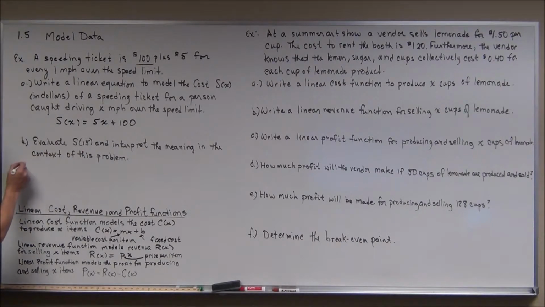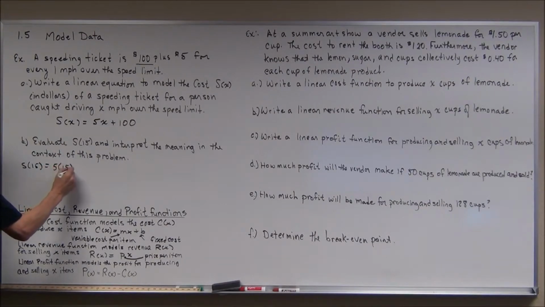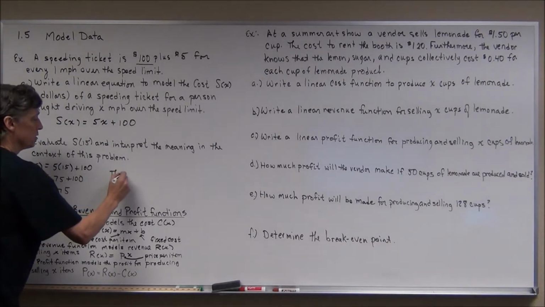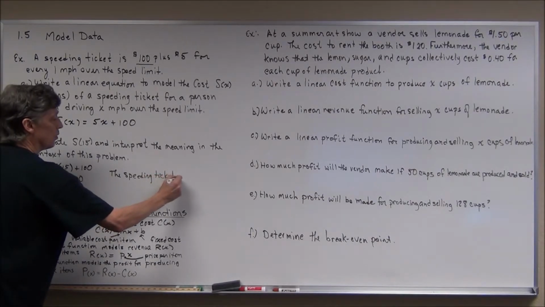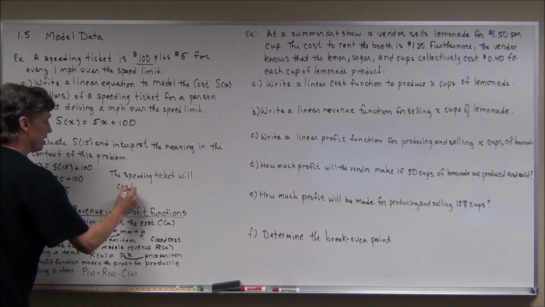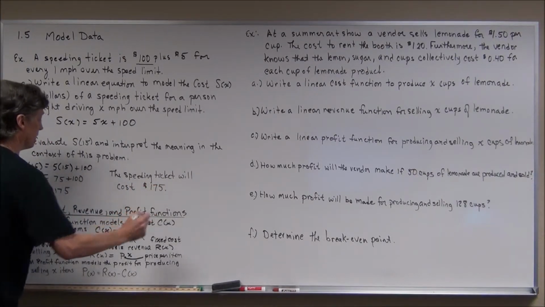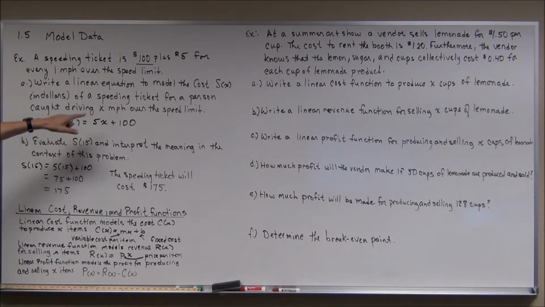So, S of 15 means I'm plugging 15 in here, so that's 5 times 15 plus 100, which is 75 plus 100, which is 175. So what this means here is that the speeding ticket will cost $175 because they were 15 miles per hour over the speed limit. If the speed limit at that place was, let's say, 45, they were doing 60. And they got a ticket that's going to remind them to slow down.